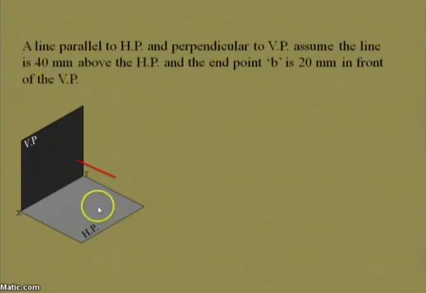That means the distance from the horizontal plane is 40 mm, and end point B is 20 mm in front of the vertical plane. So it has two end points. This is A and this one is B. This point B is 20 mm away from the vertical plane. So this is the required position according to our condition. In this position we need to draw the front view and top view.